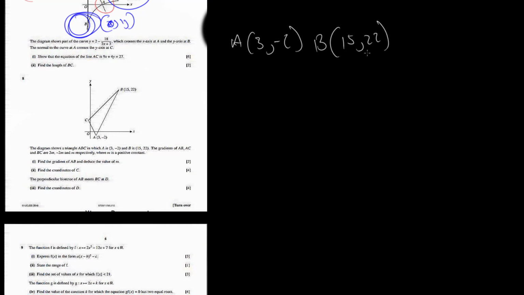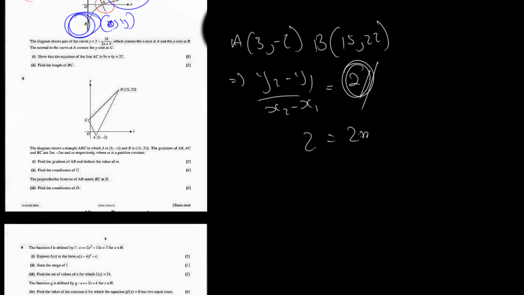To find the gradient of A to B, all you have to do is use our equation y2 minus y1 divided by x2 minus x1. If I do that, I will get my gradient to be 2. And I know that in the triangle ABCD, the gradient of AB is 2m. So 2 is equal to 2m, and therefore m would be 2 divided by 2, which is 1. And that's your answer right there.